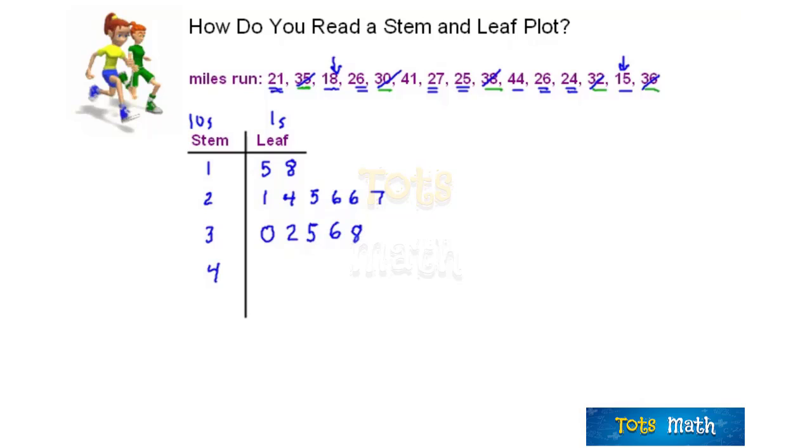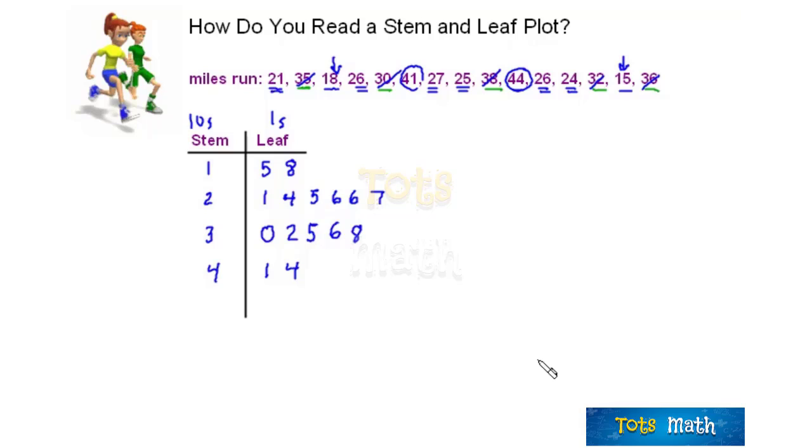Now all we have left to do are the number of miles in the 40s, and we have a 41 and a 44. So we'll place a 1 followed by a 4. And that's our stem and leaf plot. So now let's take a look at the sort of information we can get from this plot.